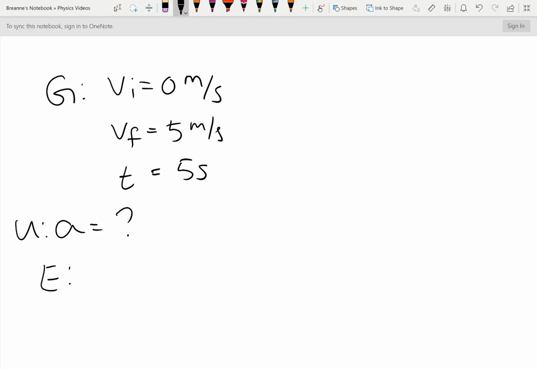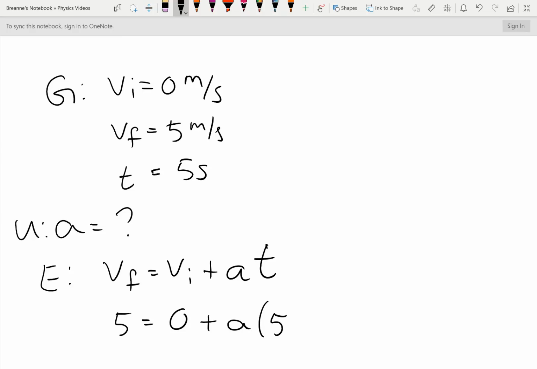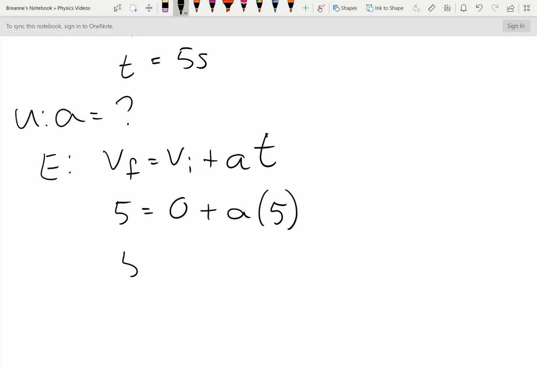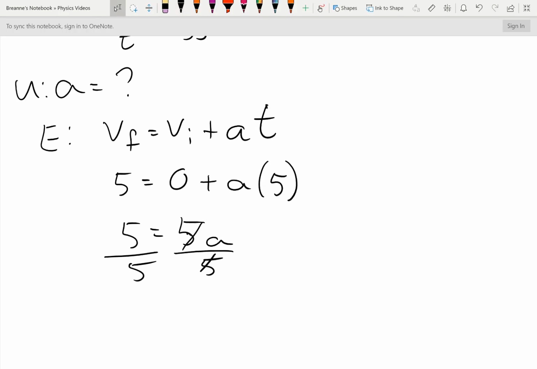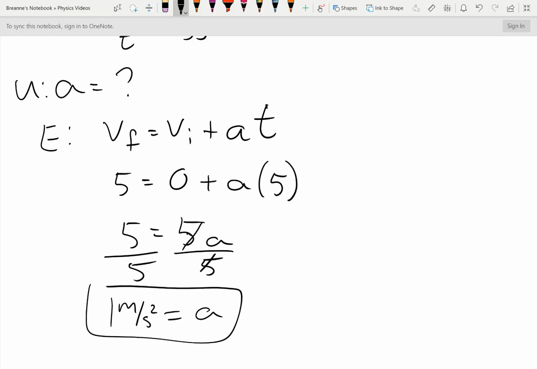Our equation, if you look again, scroll up, look at your equations. You need an equation that has initial, final, time, and acceleration. And you'll see it is this equation. So we have final, it's 5. Initial is 0. We're looking for acceleration. Time is 5. 0 just kind of goes away. You do to one side, you do the other, you want a by itself. So your acceleration is just 1 meter per second squared.